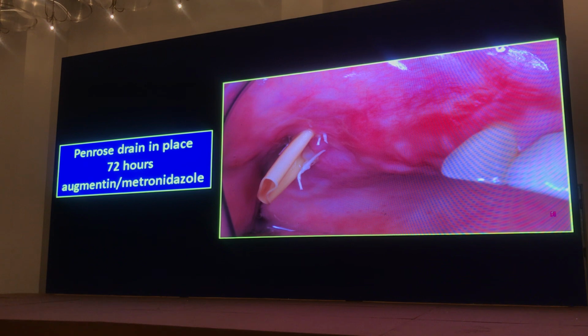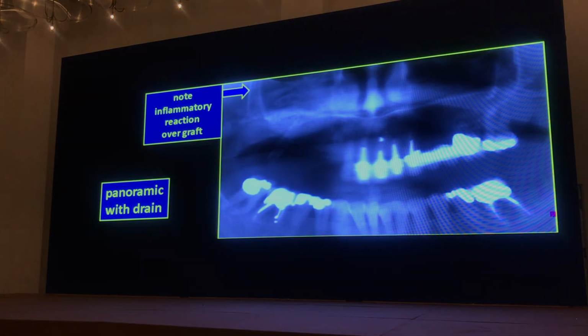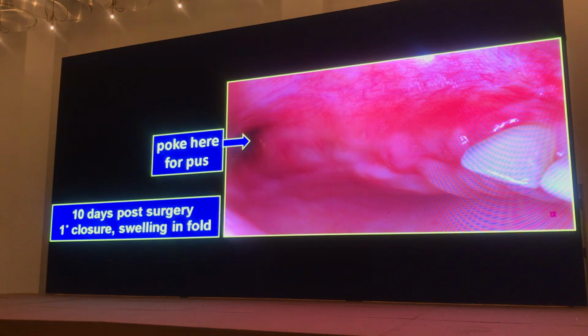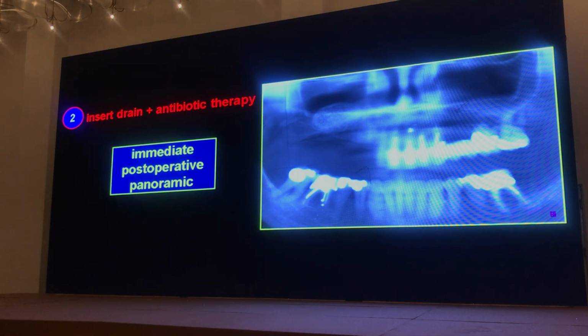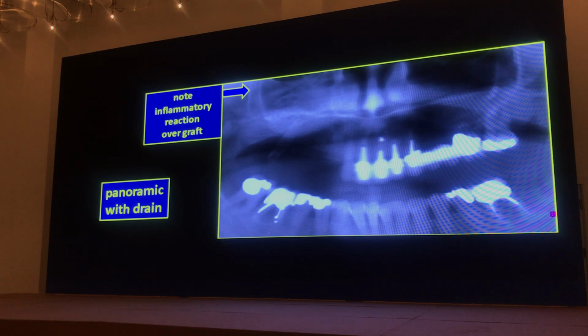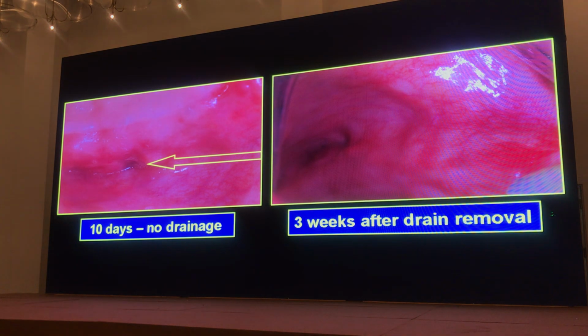I leave that in for 3 days, take it out, and you can see here in the radiograph the drain in position, and you see the inflammation over the top of the graft, which wasn't there back here. Look here, perfect graft, clear up above the top, okay? But when the infection occurred, we go back to this one, you see over the top it's all clouded. So we put the drain in this case, and in 10 days it cleaned up.